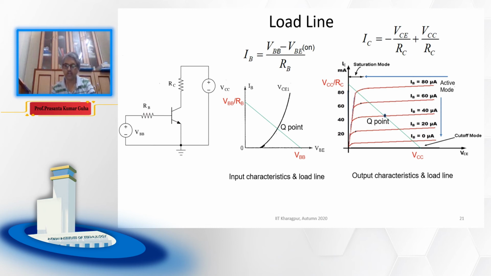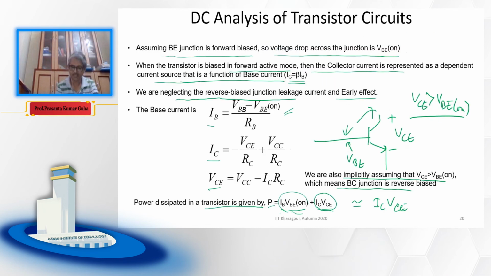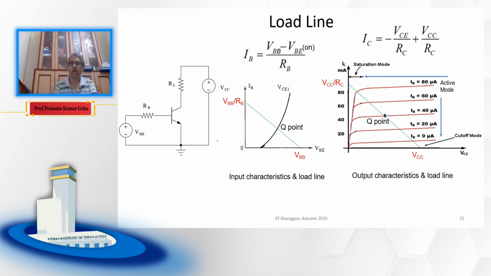There is a way to find out this IB, IC and VCE. This is known as the load line. So how can we find out those IB, IC and VCE values? Let's discuss that.